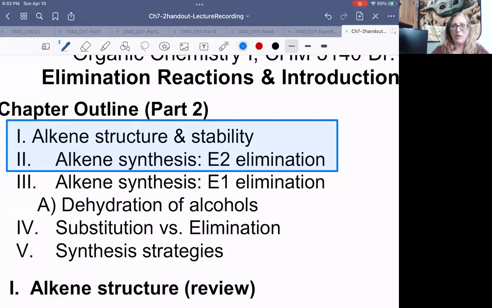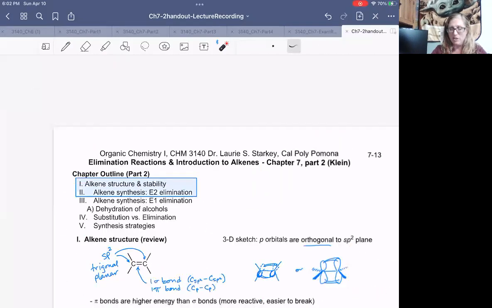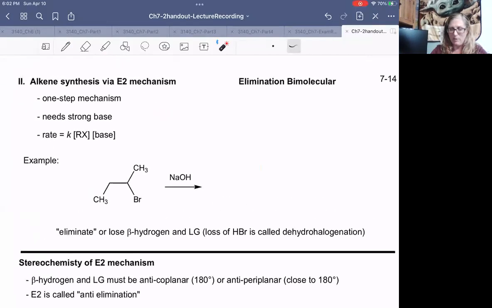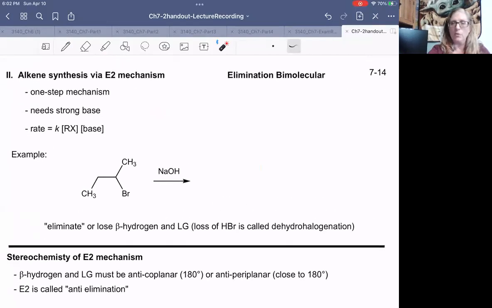Okay, let's continue on our topic of elimination reactions of alkyl halides. We've already talked a little bit about reviewing what alkene structures look like, carbon-carbon double bonds, and the stability of alkenes. So now let's take a look at our first elimination reaction, which would be a way to synthesize an alkene, a way to create an alkene from an alkyl halide.